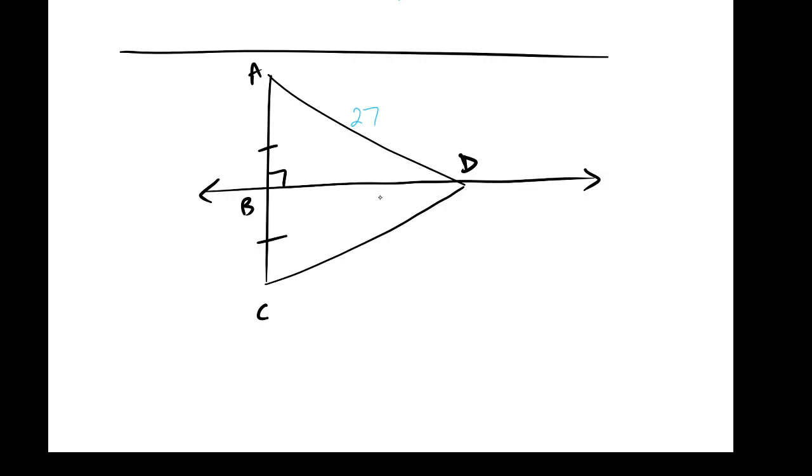All right. You guys are going to like some of these problems, I have a feeling. Right angle right here. This is point A, point B, point C. This is point D. And the only given is that AD is 27. Well, let's find CD. What would CD equal?